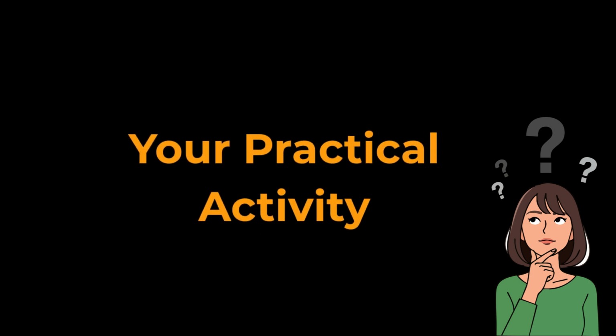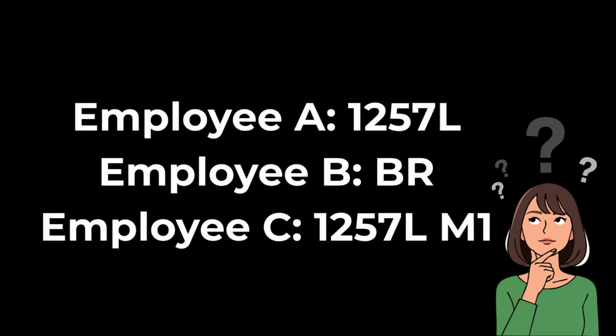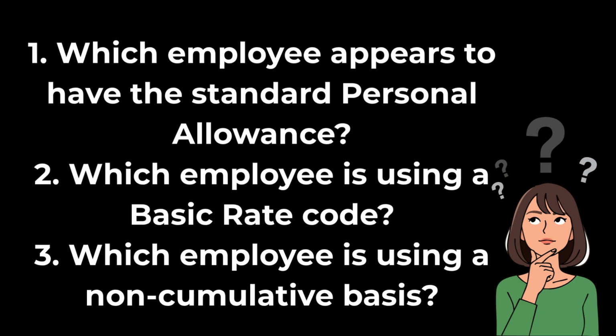Now it's your turn. Imagine you are processing payroll for 3 employees. Employee A, 1257L, Employee B has the tax code of BR, and Employee C, 1257L M1. Your task is to answer which employee appears to have the standard personal allowance. Which employee is using a basic rate code? And which employee is using a non-cumulative basis? Pause the video and write down your answers before continuing.